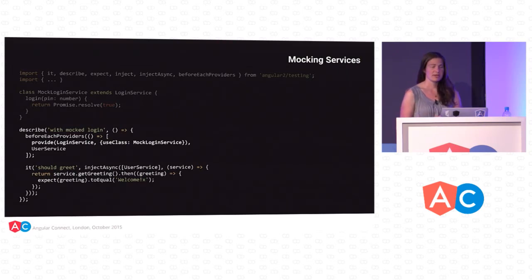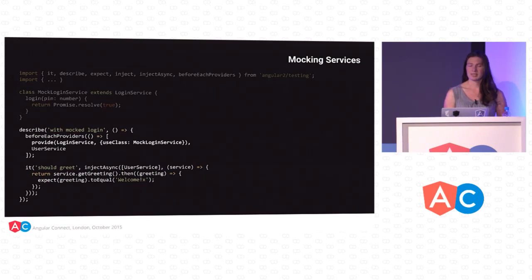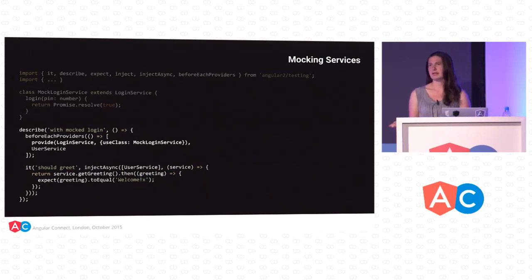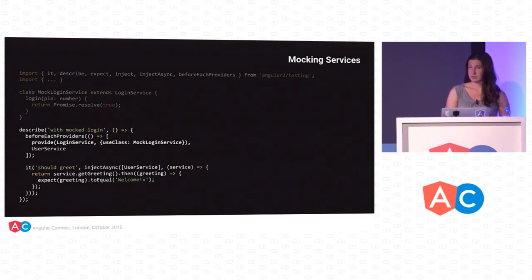And then here's what the test will look like. In the beforeEachProviders, we'll provide login service using mock login service. And then our test looks essentially exactly the same. But we don't have to extend the timeout because it'll run quite quickly. Again, it's still asynchronous. It's still returning a promise, but it's not taking a whole second.